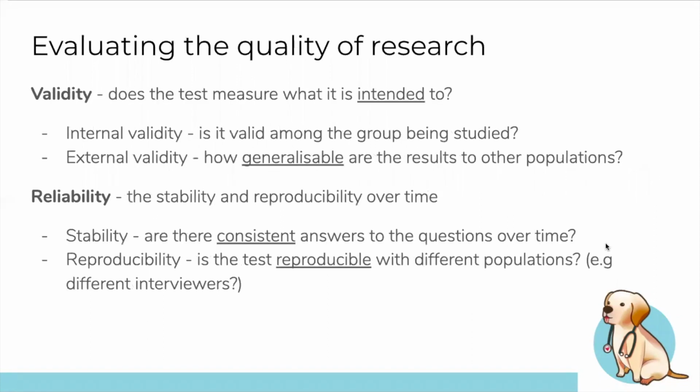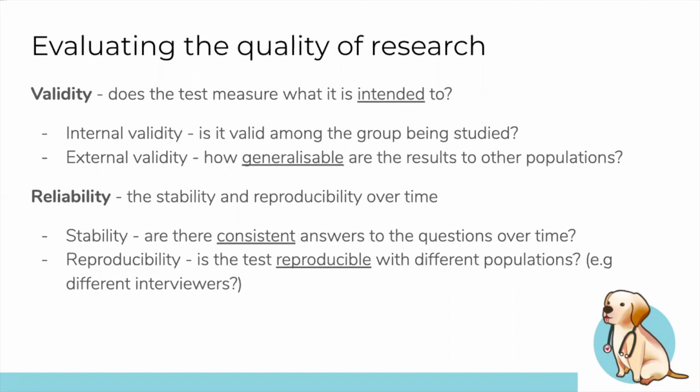Okay, so evaluating the quality of research, you want to look at two things. This is also fairly important. I think it might have come up for us. So validity essentially measures, does the test do what it's intended to do? It has to somewhat satisfy internal and external validity. With internal, is it valid among the people that you are studying? So it's internal to the study itself. And external would be, is it generalizable to other people? So that's external to the study, also fairly self-explanatory.